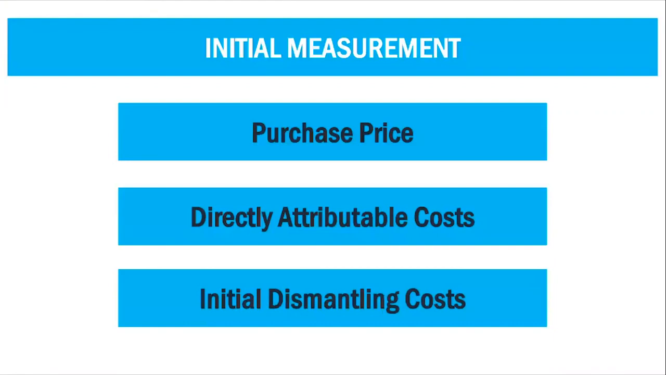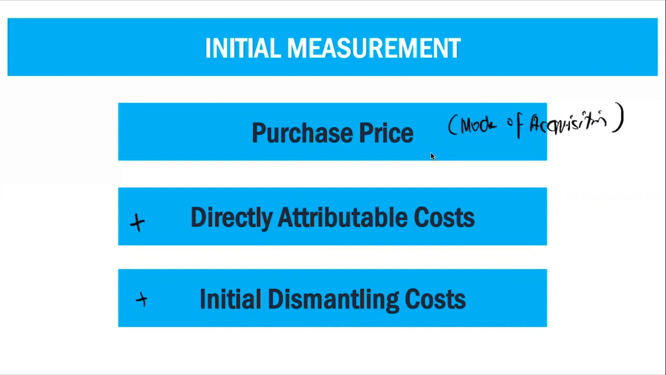Okay, so we go forward now and we discuss your initial measurement. So what is the initial measurement of your property, plant, and equipment? So these are the three main items on your property, plant, and equipment. First, you have your purchase price. Next, you have your directly attributable cost. Next, you have your initial dismantling cost. Your purchase price is dependent on the mode of acquisition.